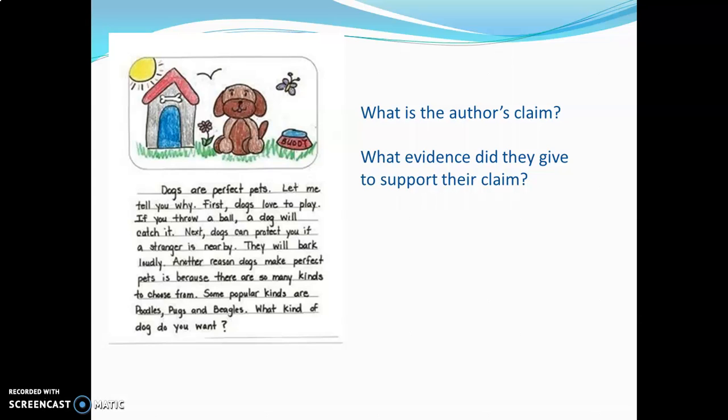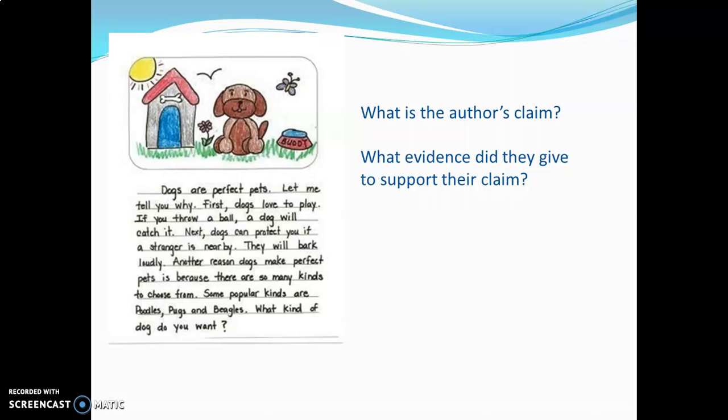Because they can't just tell us dogs are perfect pets and not give us good reasons, because we probably wouldn't be convinced. So what evidence did they give? Well, first they said dogs love to play, and if you throw a ball, a dog will catch it. They also said dogs can protect you if a stranger's nearby by barking. They also went on to say that they make perfect pets because there are so many different kinds to choose from.